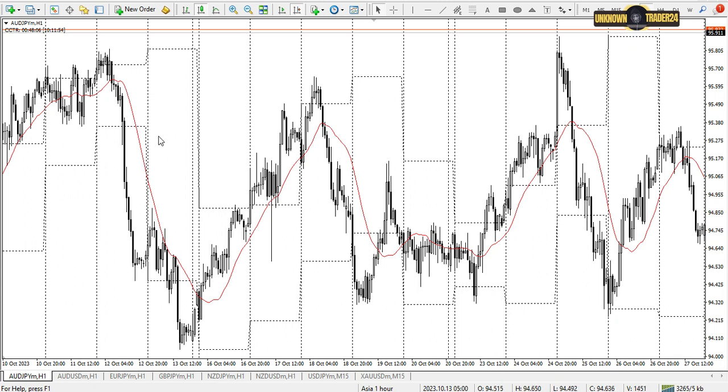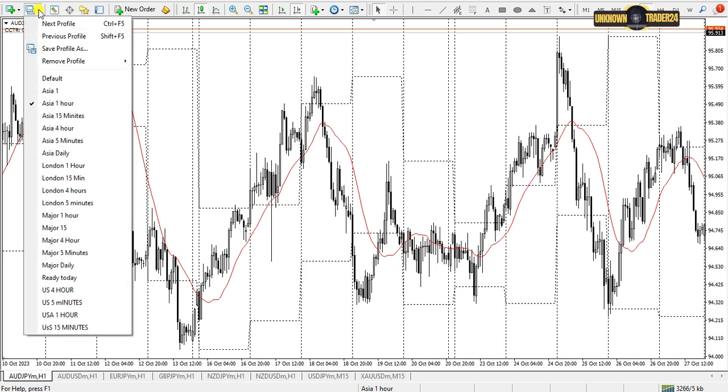Here I have a lot of currencies that move during different sessions. As you can see, this is Asia 1 hour, and what I did was come to profiles and create different kinds of profiles. I have currencies that move during Asia, and I have grouped them by session. I have the ones that move in Asia, the ones that move in London, and the ones that move in the US, and I have major pairs. I just want everything to be organized.